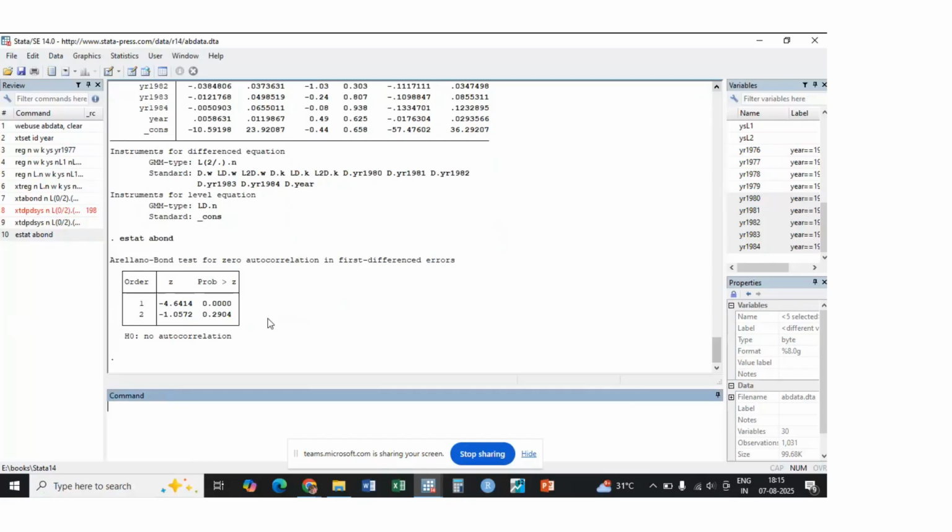Estat abond. That's for the autocorrelation, for lags 1 and 2. Should there be autocorrelation? There should be AR1. There should not be AR2. That is what you see here.